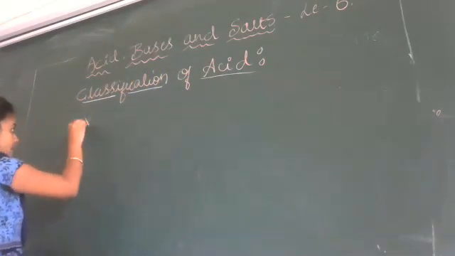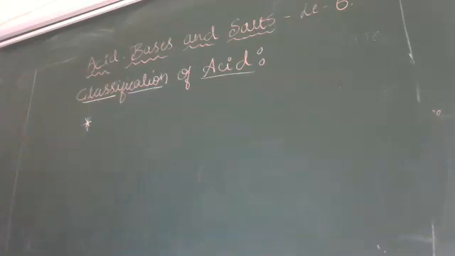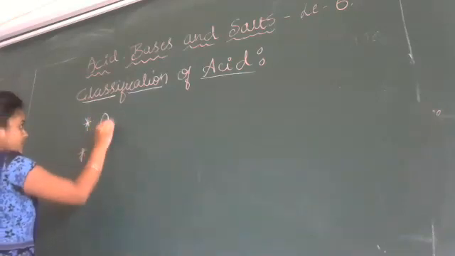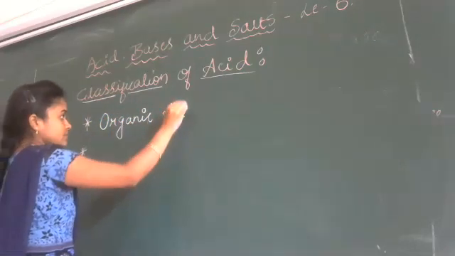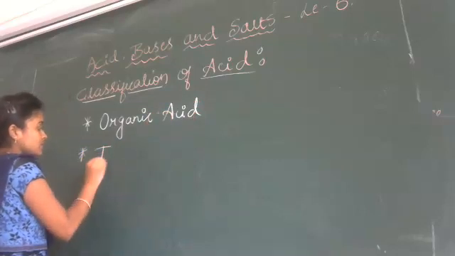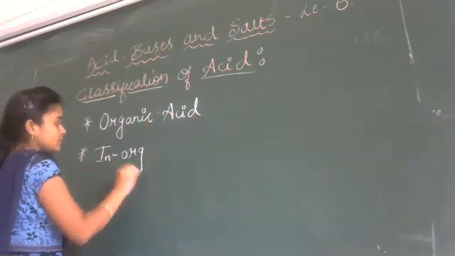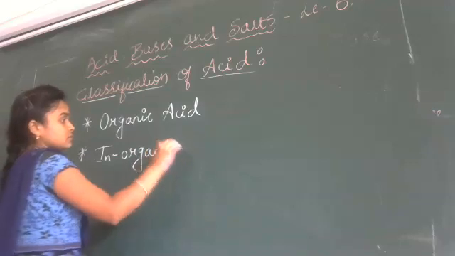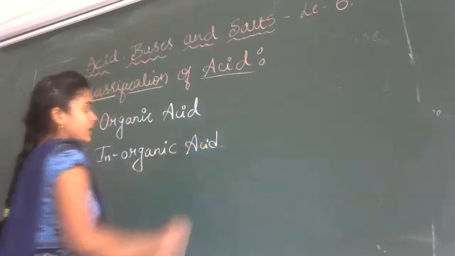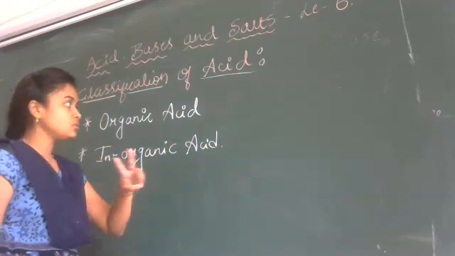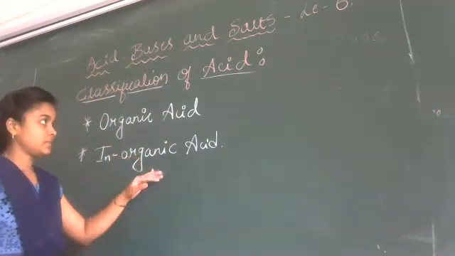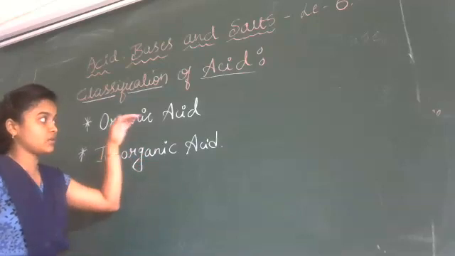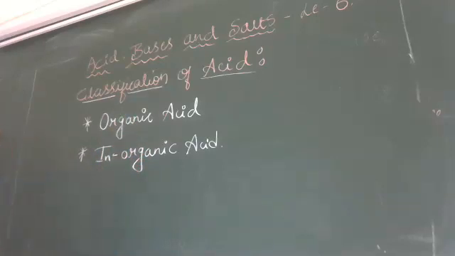First one is organic acid, and second one is inorganic acid. So acid is classified into two types, that is organic acid and inorganic acid. Now let us study what is meant by organic acids and inorganic acid.